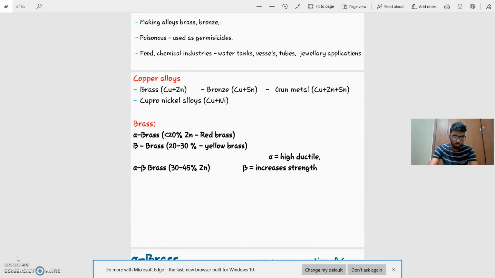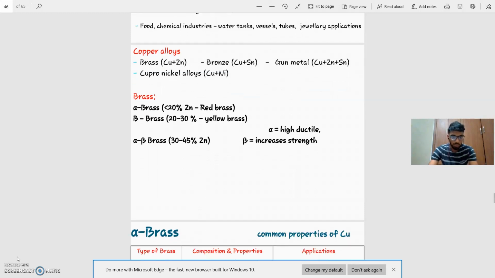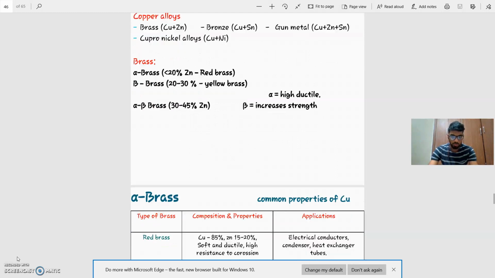Firstly, we are going to discuss brass. In brass there are three types of alloys: alpha brass, beta brass, alpha-beta brass. In alpha brass there is less than 20% of zinc. It is also known as red brass. In beta brass 20 to 30% of zinc is present and it is also known as yellow brass. In alpha-beta brass 30 to 45% of zinc is present. Alpha is nothing but high ductility, beta is nothing but increased strength.